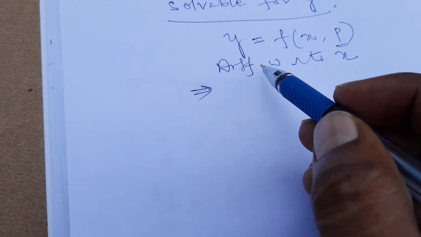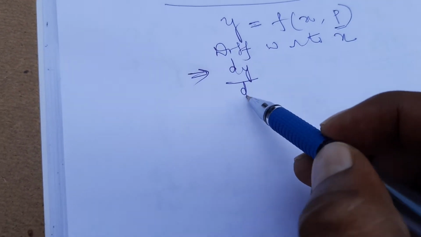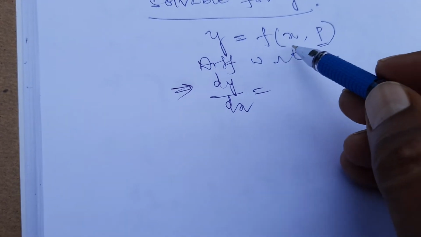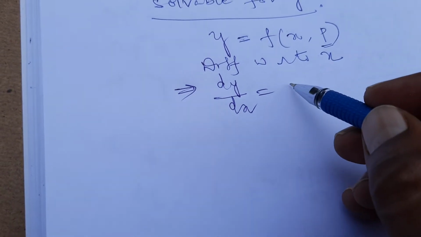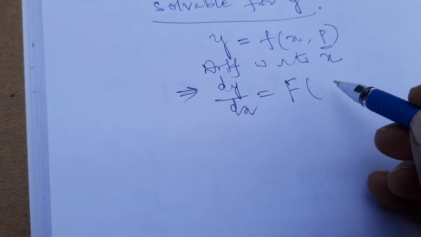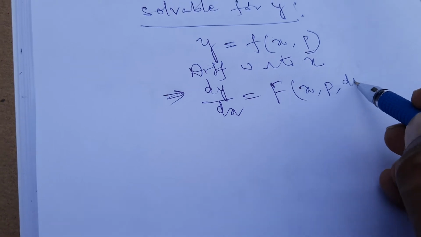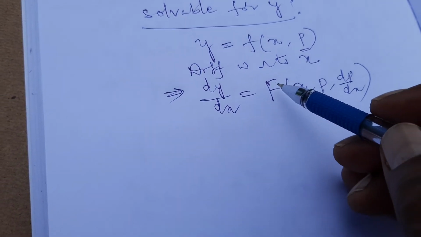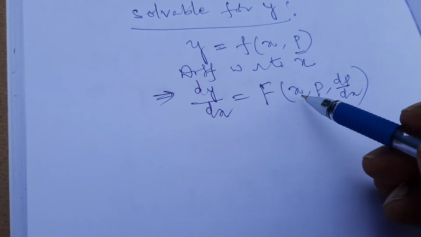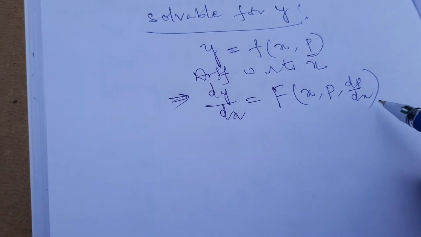If I differentiate this equation with respect to x, what can I get here? dy by dx equals, when you differentiate with respect to x, the whole equation changes to some capital F of x, p and dp by dx. The f of x term will be there, x terms will be there, and p will be there. When you differentiate the p value, you will get dp by dx.